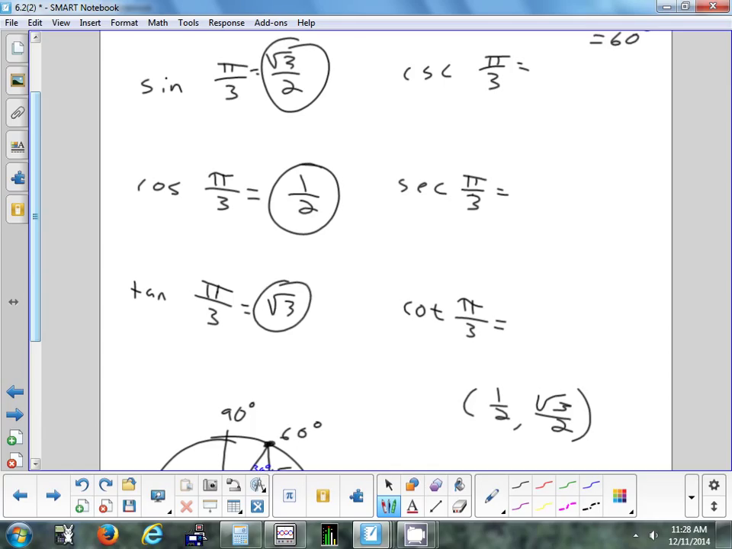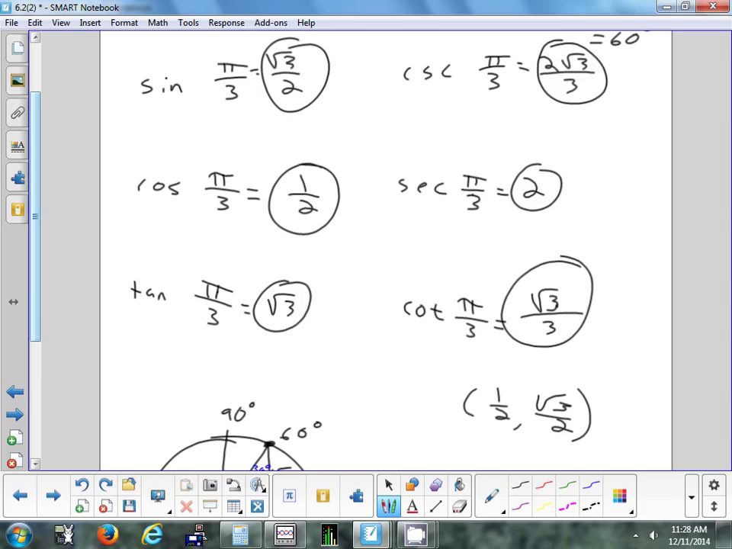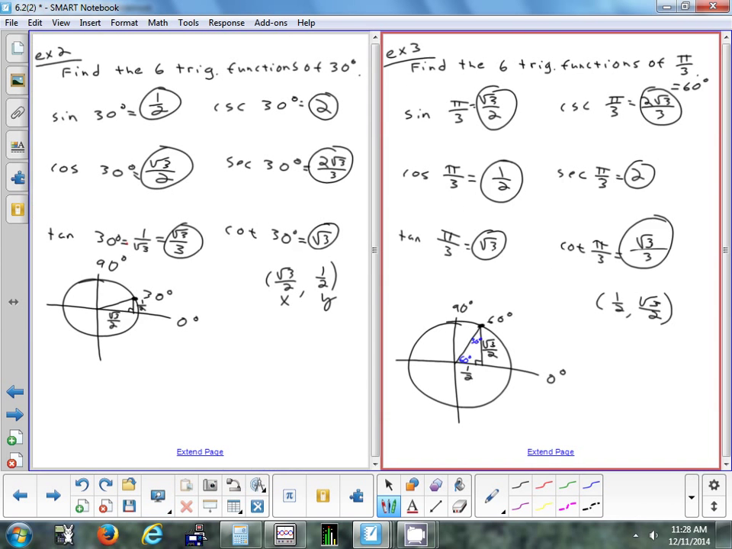Now flip them all to get the other 3. So 2 root 3 over 3. Flip 1/2, you get 2. Flip square root 3, and you get square root 3 over 3. These are the same answers we just had in the last problem. They're all switched around a little bit. But if you compare the numbers, sine and cosine switched places. Secant and cosecant switched places. And tangent and cotangent switched places. The reason they switched, look at your coordinate. X and y switched places. Okay, that's why they switched.